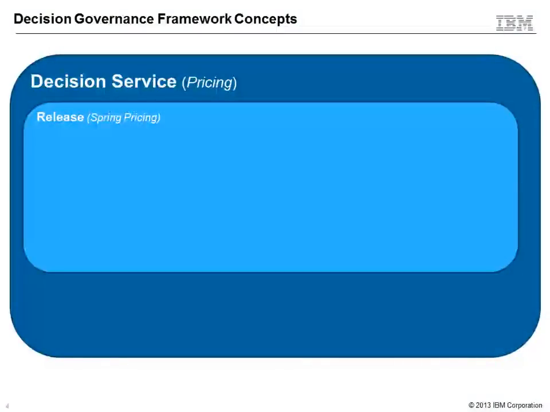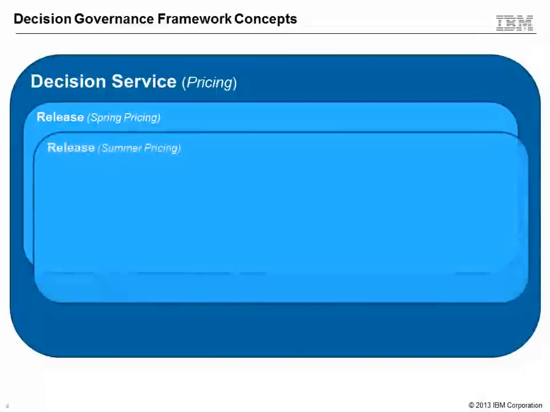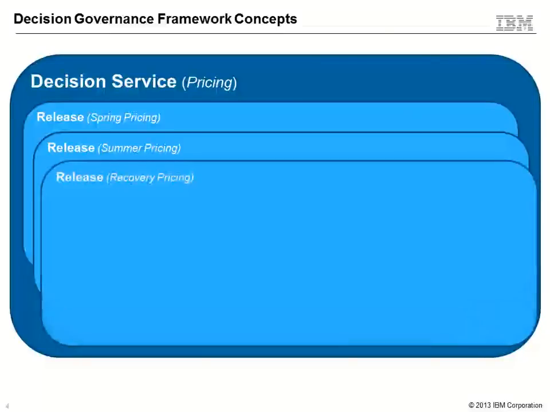A decision service has various releases, each of them being a specific version of the rules composing the decision. In our demonstration, we will have a spring release, a summer release, and a recovery release to perform last-minute updates. Every release has an owner and approvers. The release can't be deployed until it has been fully approved.